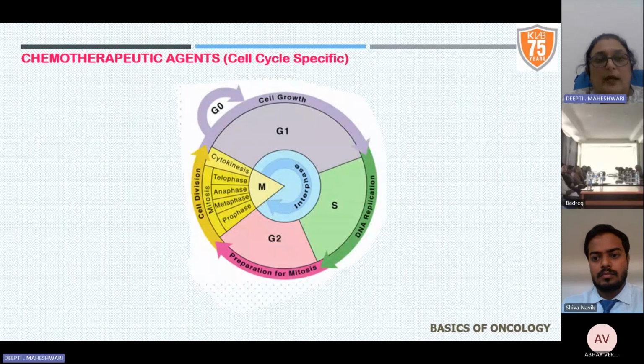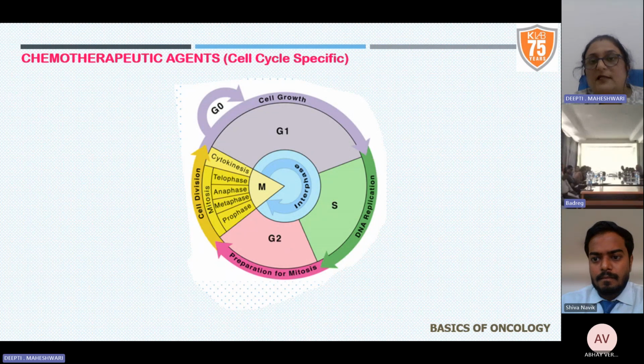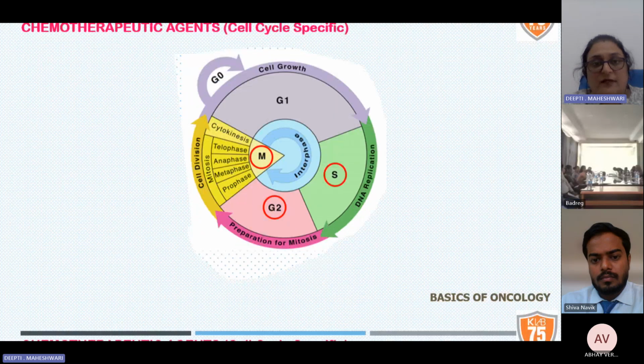So we had seen what is cell cycle specific and what is cell cycle non-specific. Just to take you through it again, cell cycle specific means that the chemotherapeutic drug is acting on one of the phases of the cell cycle. If it is cell cycle non-specific, that means it is acting on all the phases of the cell, which includes even the G0 phase. Like it can act on S phase or the G2 phase, or it can act on M phase.